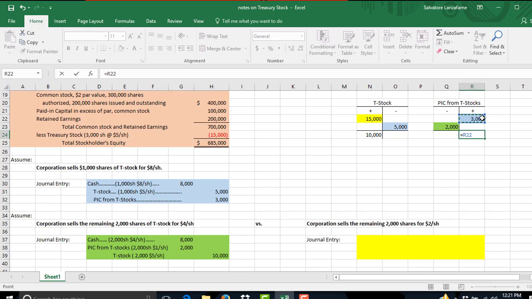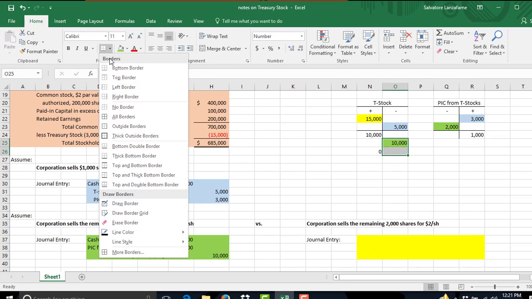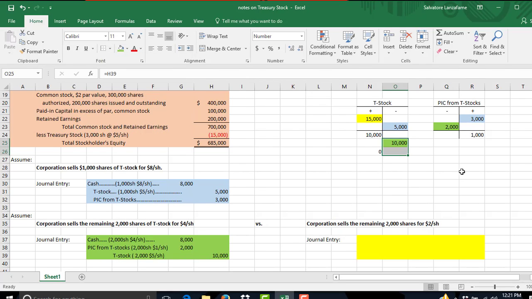So 3,000 minus the 2 gives me 1,000. So I'm okay. And if I were to credit the Treasury stock for the 10, you'll see that it completely goes away, leaving us with a zero balance in the account. Okay, so that looks pretty normal. So now let's see what happens if we sell the remaining 2,000 shares for only $2 a share.